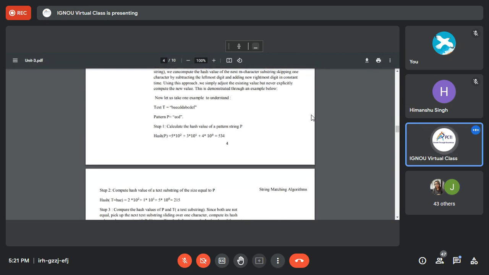Here we have the text B, A, E, C, D, D, A, B, C, D, E, F, and the pattern is E, C, D. Right? Now we have to calculate the hash value. So where is E? E, C, D.